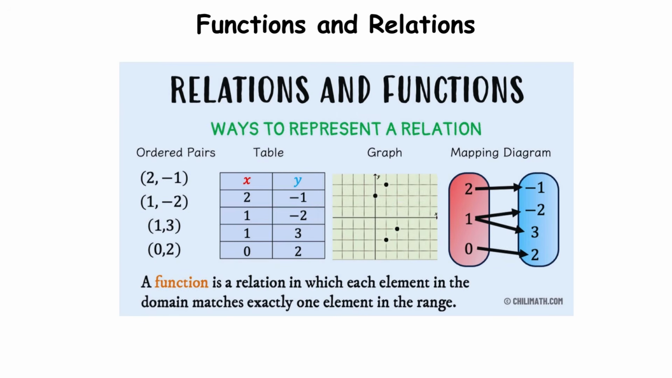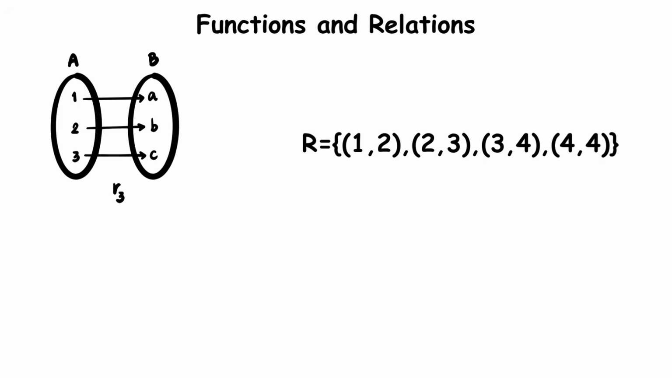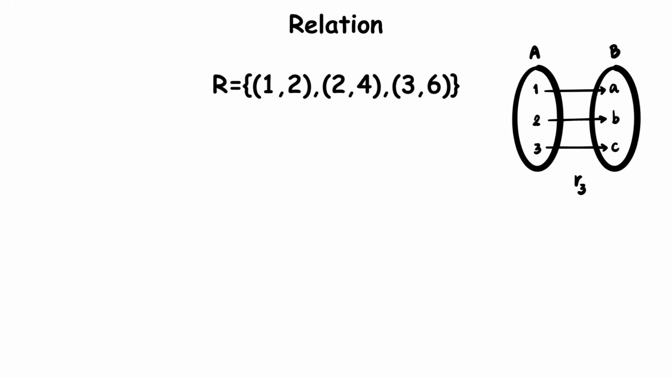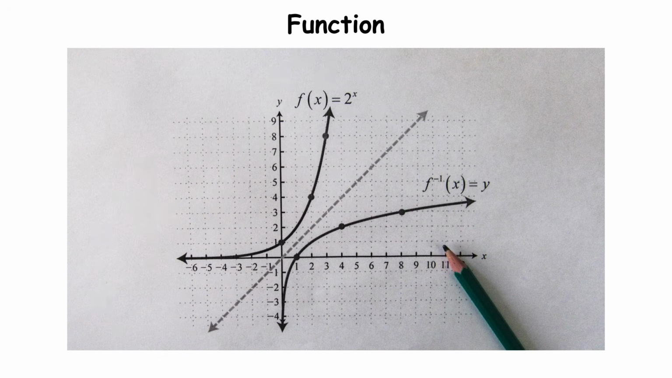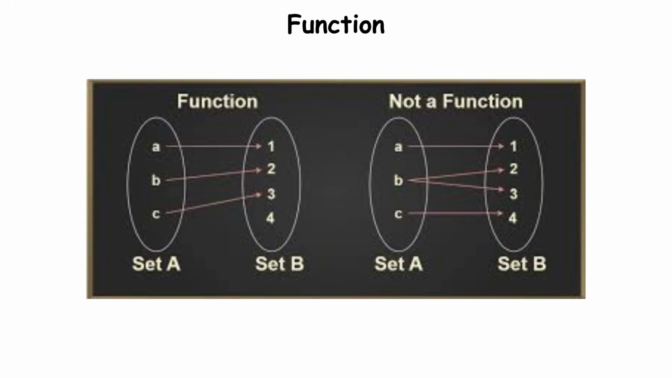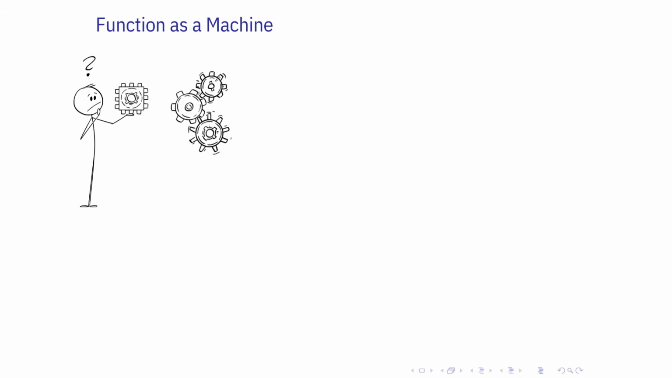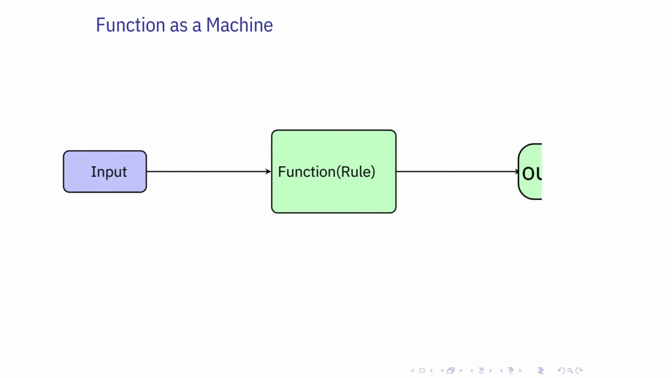Functions and relations, which allow us to model relationships between quantities in a precise, mathematical way. A relation is simply a set of ordered pairs, inputs and their corresponding outputs. A function is a special kind of relation, where each input has exactly one output. This idea might sound simple, but it's incredibly powerful. In everyday terms, think of a function as a machine. You feed in a value, input, and it gives you a result, output, based on a rule.